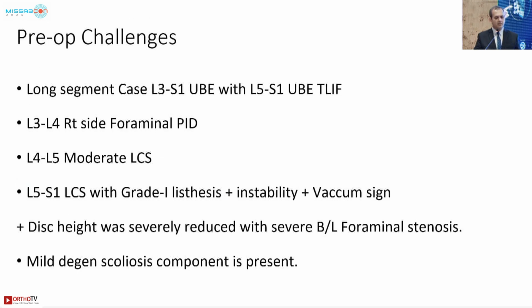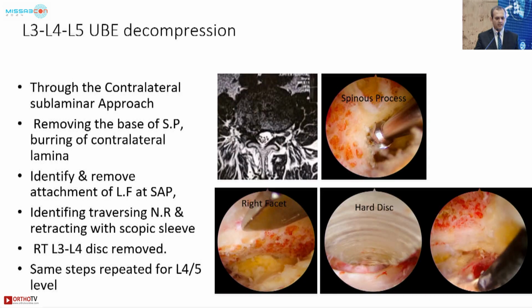The preoperative challenges were a long segment case with a single level fusion at the lower lumbar level, 3-4 right-sided foraminal disc, 4-5 stenosis, 5-S1 listhesis, instability with vacuum sign, and reduced disc height causing bilateral foraminal stenosis.